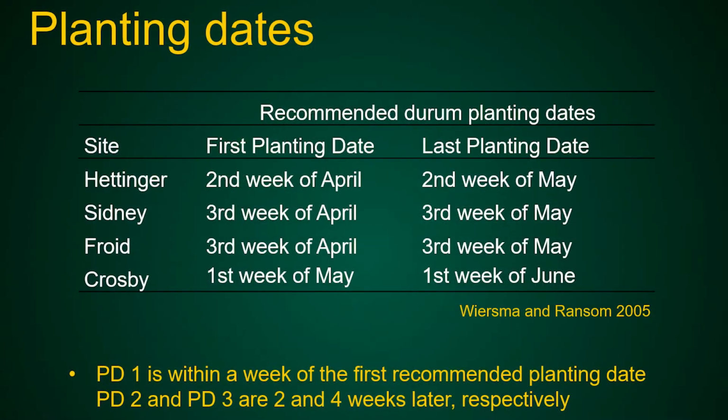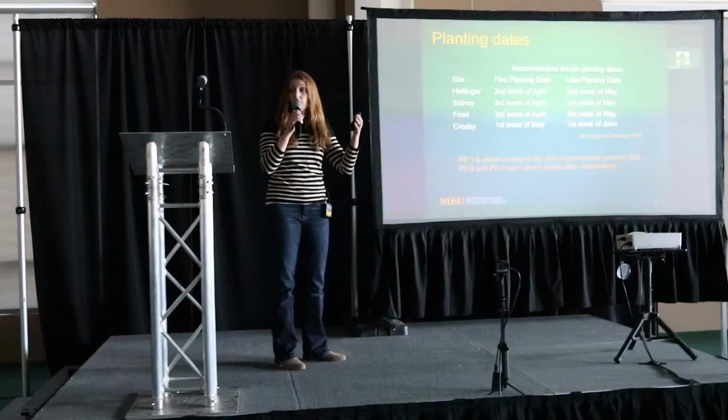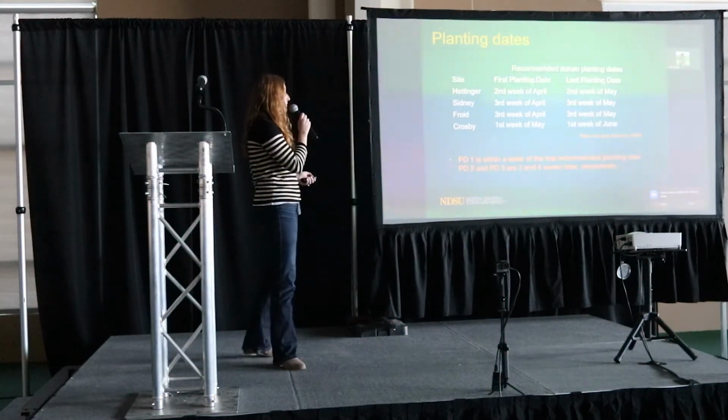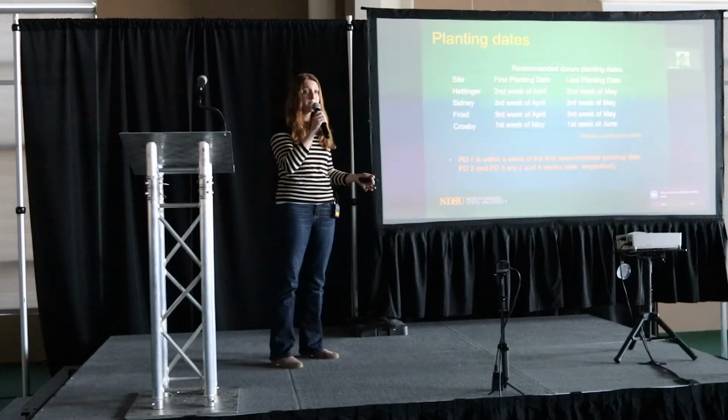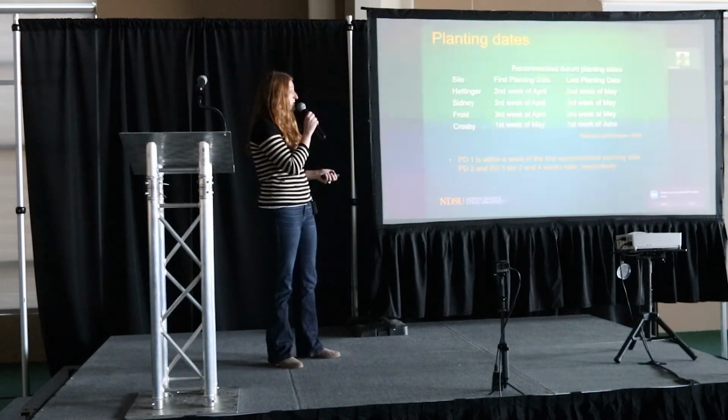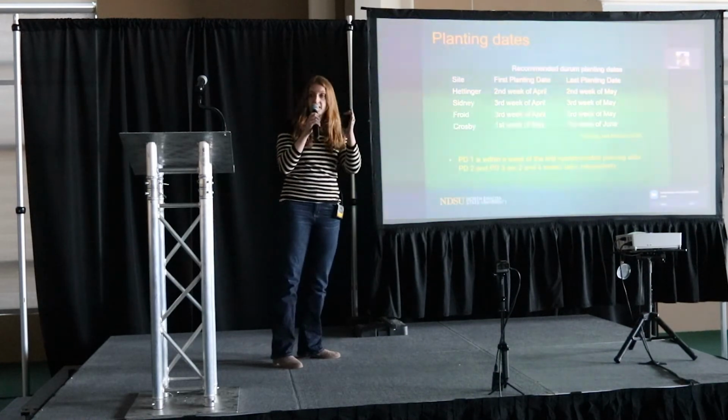So these are the recommended durum planting dates, and you can find this if you search NDSU wheat planting date recommendations, and they're driven by yield. So the first planting date here varies by location, how far south you are, how far north you are. At the Crosby site, our first planting date was the first week of May, and our last planting date was the first week of June. The second planting date was in the middle.